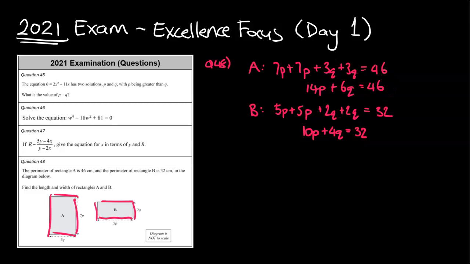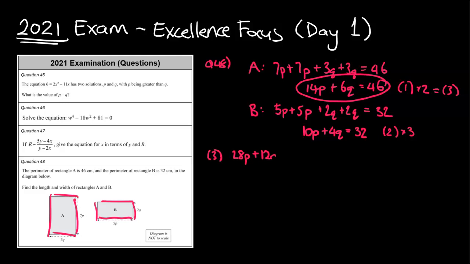So what I'm looking to do here is equation number 1 over here, equation number 2 here. The q's I can maybe deal with a bit more easily. If I get them both to 12q, I can cancel them out. So what we're going to do is multiply this equation over here by 2 and this equation over here by 3. So that will be the third equation there. We're multiplying everything up here by 2. So that's going to be 24p plus 12q equals 92.